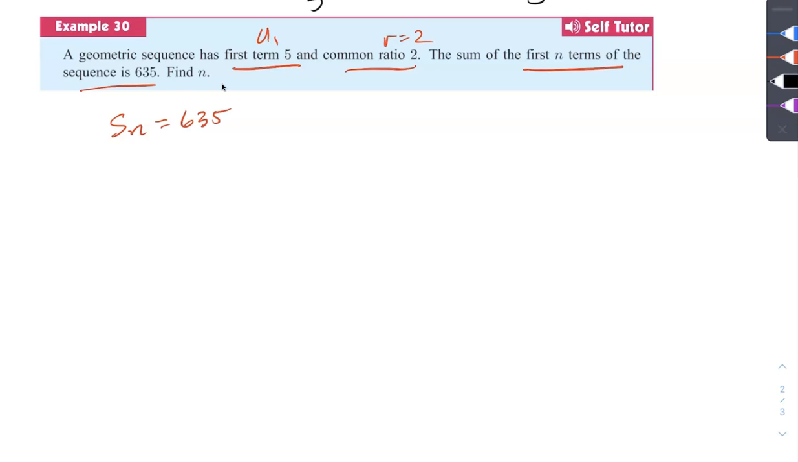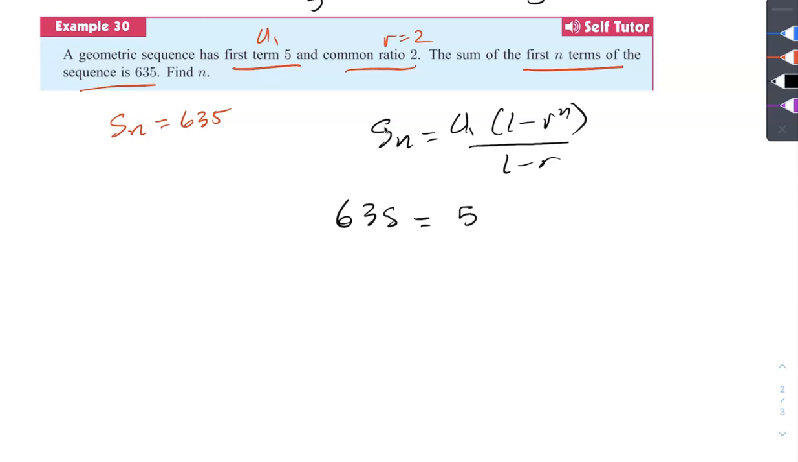So let's write down our formula. S of n equals U1, 1 minus r to the n, all over 1 minus r. And then let's substitute what we have, right? U1 is 5, r is 2, and Sn is 635. So 635 equals 5, 1 minus 2 to the n, over 1 minus 2.